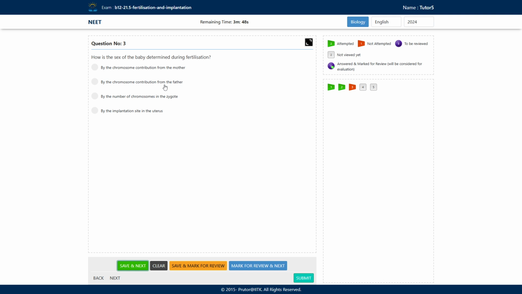The correct answer will be option number B here, by the chromosome contribution from the father. So father, which means male, is producing two kinds of gametes. If the sperm carrying the X chromosome fertilizes the egg, then a female will develop. And if the sperm carrying the Y chromosome fuses with the egg, then the zygote will have the XY condition and a male will be formed.